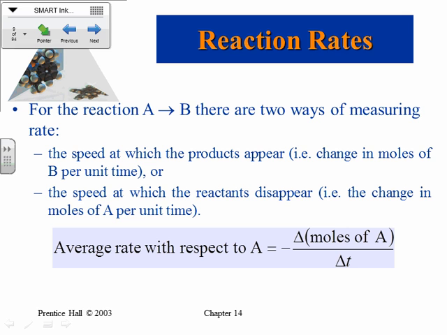For A to B, again, you can measure, and I just mentioned this, so I won't belabor the point, but it's going to be a negative rate if you're talking about it with respect to A. It's going to be a positive rate if you're talking about it with respect to B. This, again, is normally the way that we measure rates. I don't know why they introduced it with B in this set of notes, but they did. But there's your average rate, okay? So it's just change in moles of either the reactant or the product.